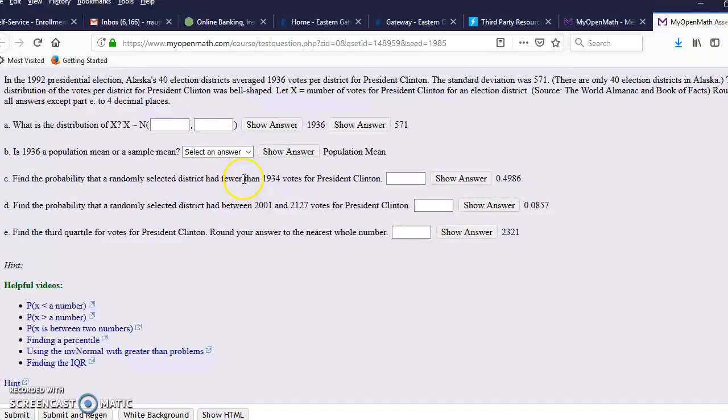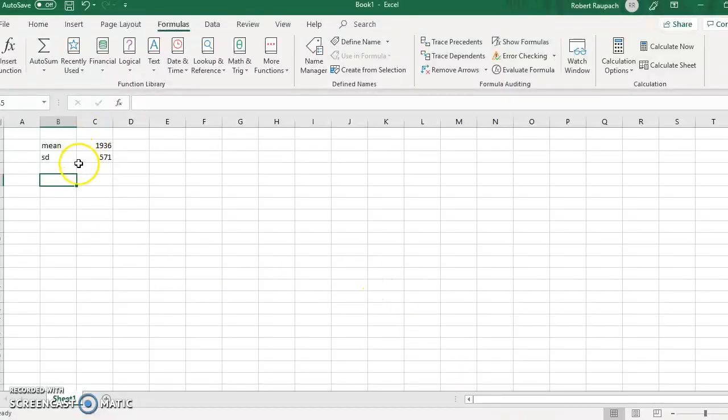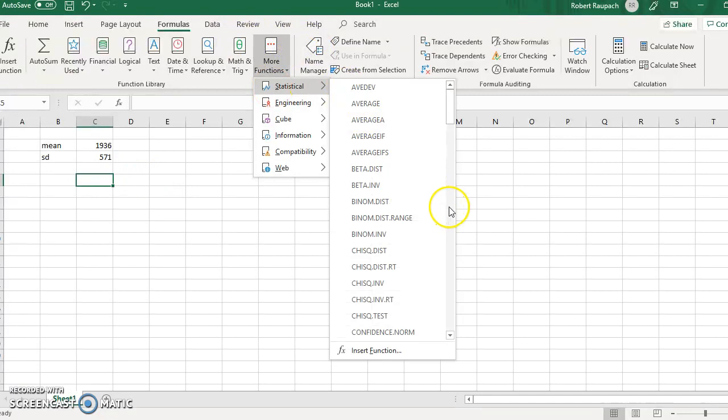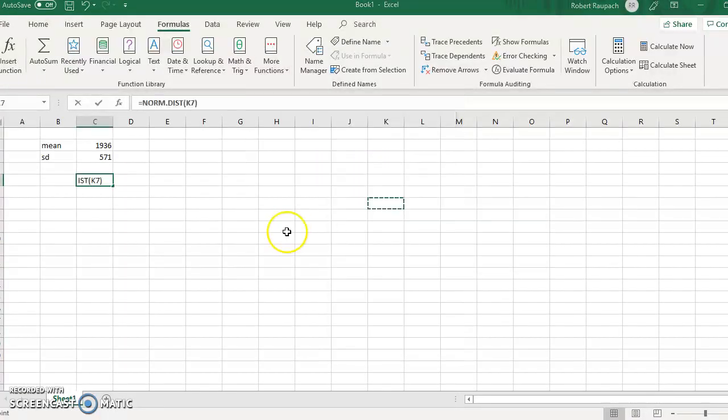Find the probability that a randomly selected district has fewer than 1934 votes for Clinton. And we're going to use Excel. I already put those numbers in there to save time. And to find a probability given an X value for less than, we go to more functions, statistical. We're going to use the norm distribution function right here, norm distribution.